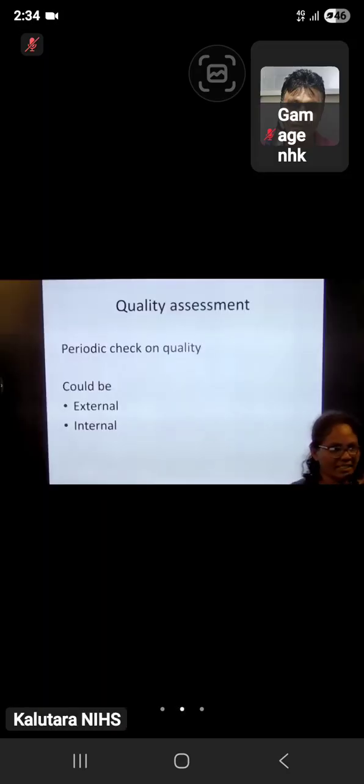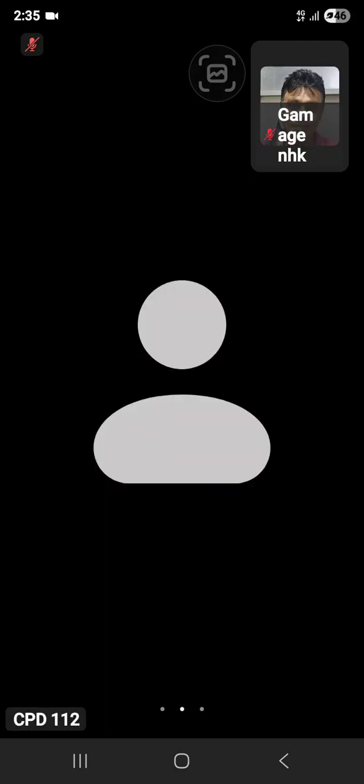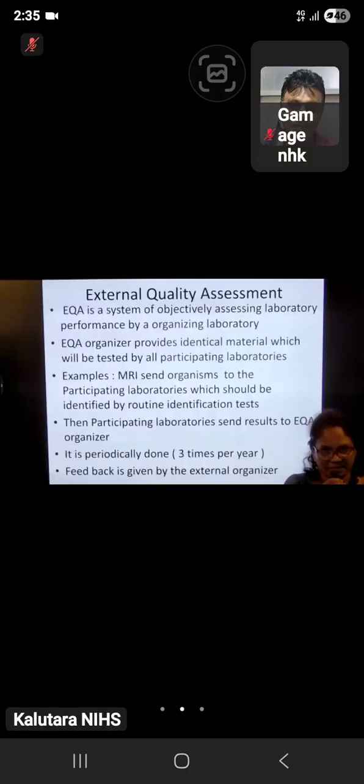Quality assessment can be external or internal. First, we will go to the external quality assessment. What is external quality assessment? This is important. EQA is a system of objectively assessing laboratory performances by an organizing laboratory. You don't have to learn by heart, just logically understand. EQA is a system of objectively assessing. They can't just assess you. Objectively assessing laboratory performances by an organizing laboratory.